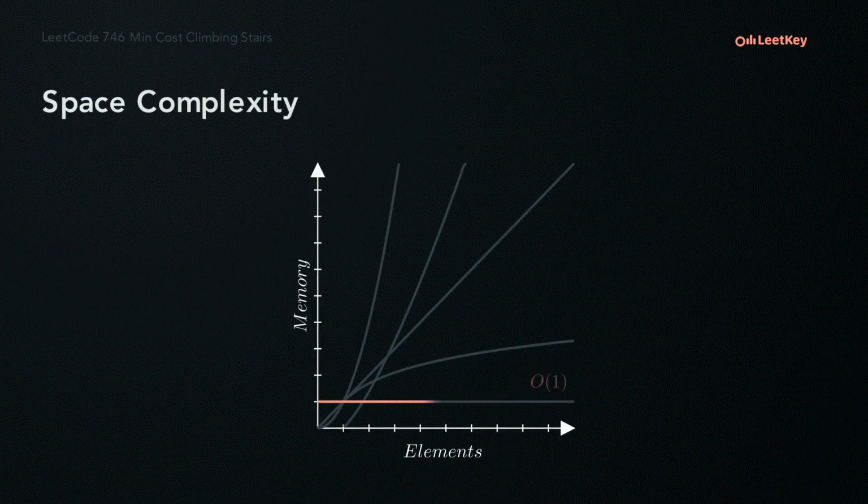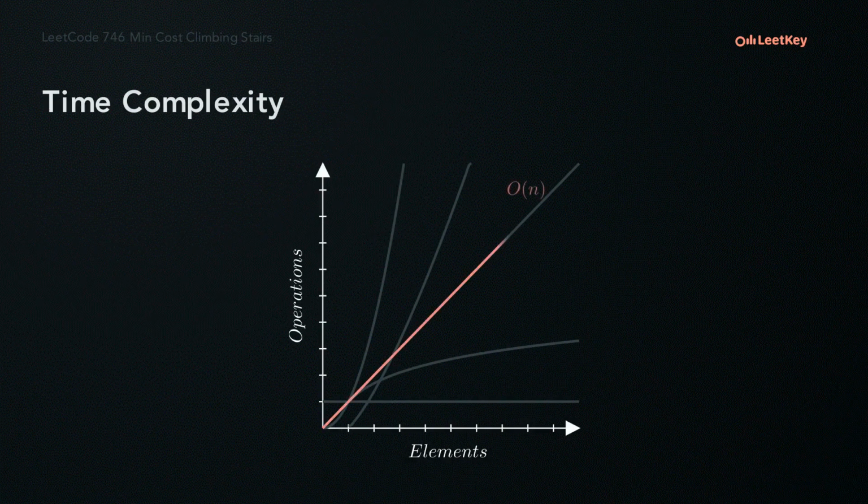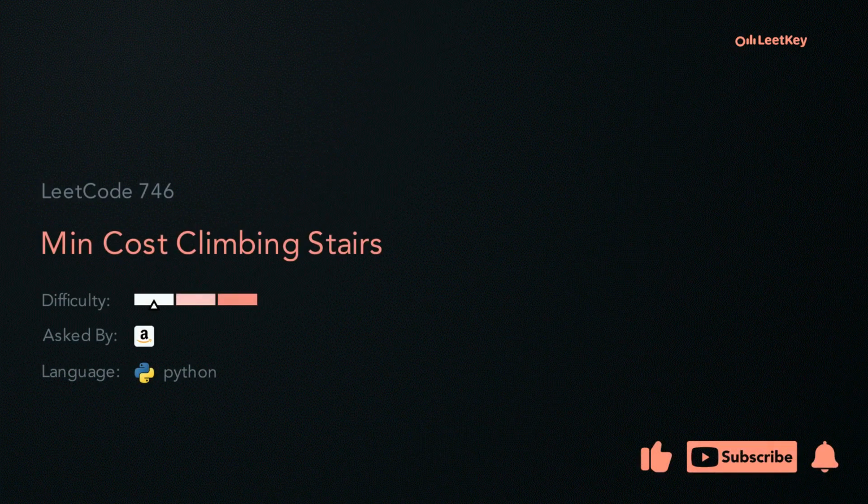The space complexity for this implementation is static, since we reuse the a and b values for any size loop. The time complexity for this implementation is linear, since we must look at each item in the array once to compare each cost. That was how to solve LeetCode problem 746, Min Cost Climbing Stairs.